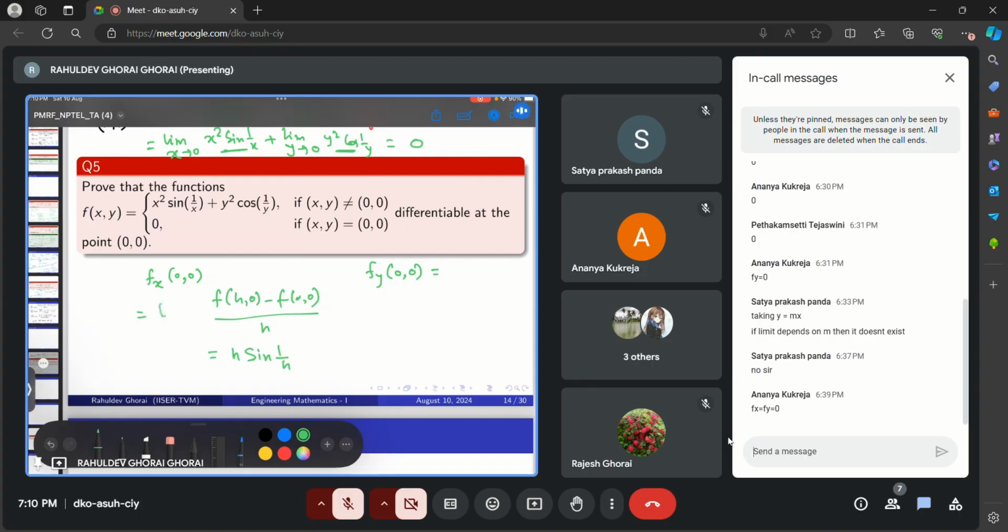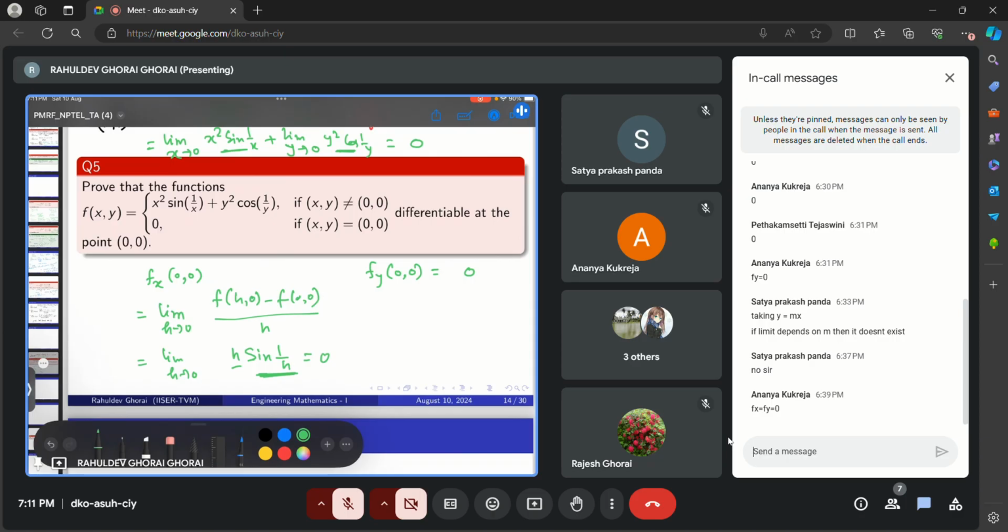So this is equal to limit as h tends to 0 of h sine 1 by h. The similar idea: h sine 1 by h is bounded and h is converging to 0. A bounded function times some function which is converging to 0, then the total limit will be 0. That's always true, not only for sine function, for any bounded function in the neighborhood of 0. And sine function is always bounded, even when going to infinity, beyond some large number also it will be bounded. So similarly, fy at (0,0) will be 0.